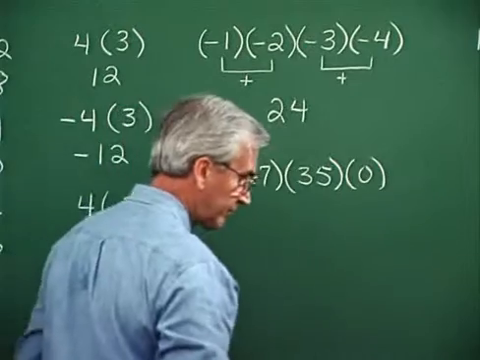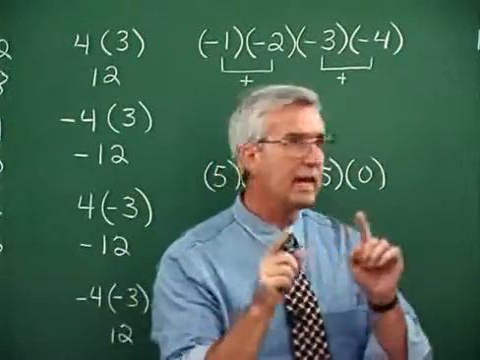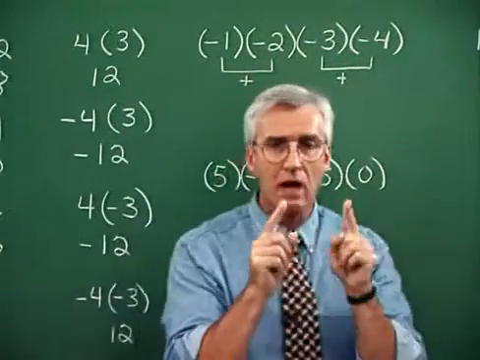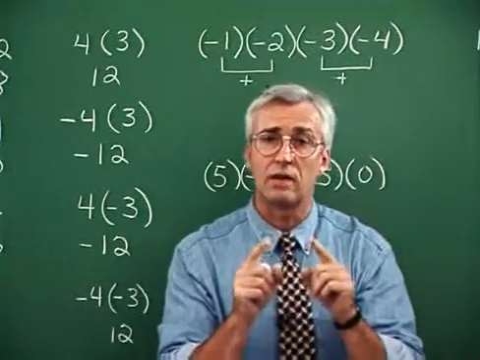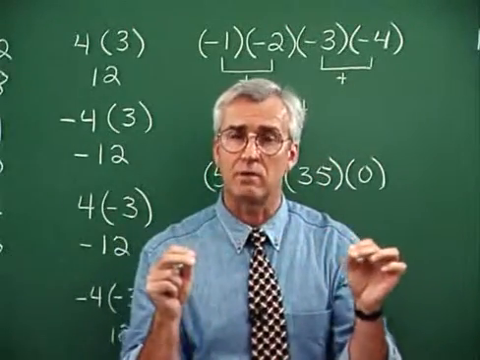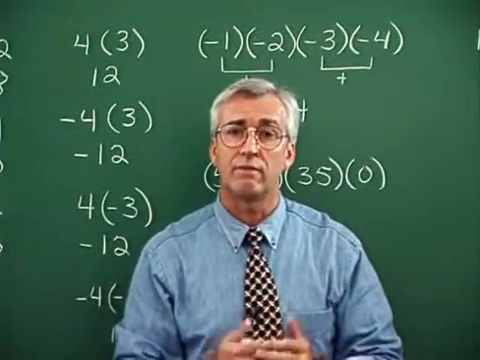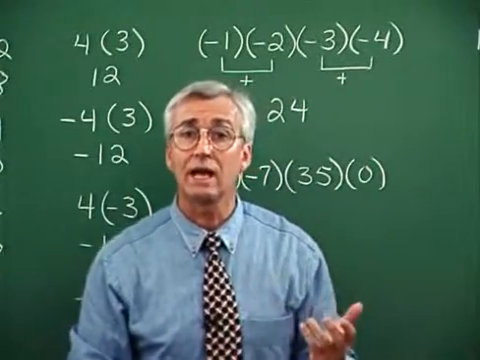Now, notice that in associating these two factors and those two factors, I'm just pairing the factors that are negative. And it turns out that if there are an even number of negative factors, we get a positive result. If there were an odd number of negative factors, we would get a negative result.